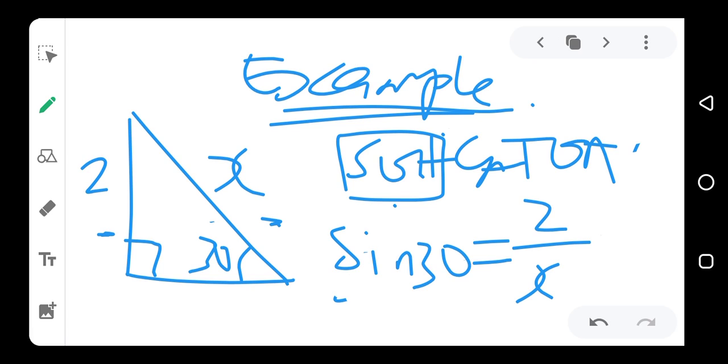Hypotenuse is 4. Now that we know this side, the opposite, is 2, and we know the hypotenuse, they can give us this place as A and ask us to find the remaining side. When we know two sides and we want to get the third side, what do we use? We use the Pythagoras theorem to get the remaining side. We can only apply Pythagoras theorem when we know two sides of the right angle triangle.